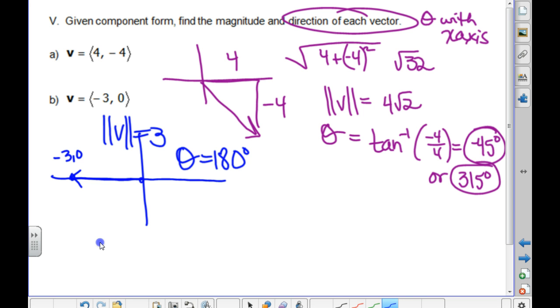By the way, if you did inverse tangent of 0, can you try it? Inverse tangent of 0, it works, but does it give you the right answer? 0. No, you gotta add 180. Yeah, gotta add 180. But it works, it's not undefined or something, okay.